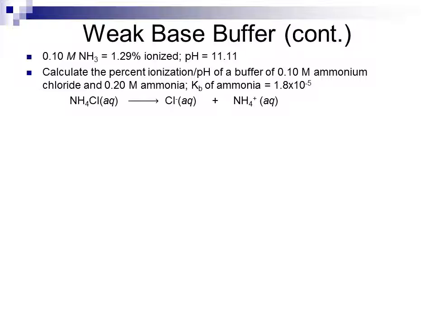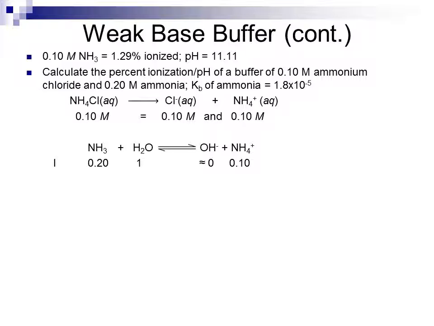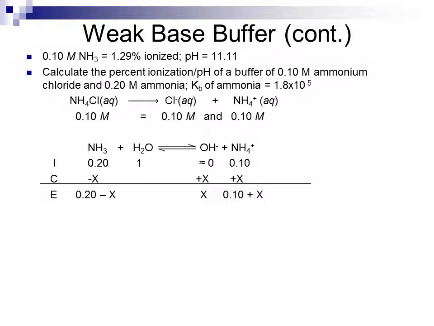In the initial process, the first one will be the dissociation of the ammonium chloride. 0.1 molar ammonium chloride will produce 0.1 molar ammonium. We can then look at the equilibrium of ammonia and ammonium, where the initial concentration of ammonia will be 0.2. Ammonium will be 0.1 from the ionization or the dissociation of the ammonium chloride. Our change will be minus x, plus x, and plus x, which gives us 0.2 minus x, and 0.1 plus x.